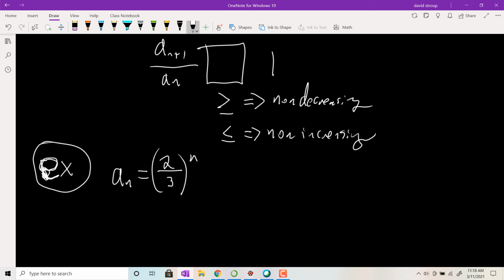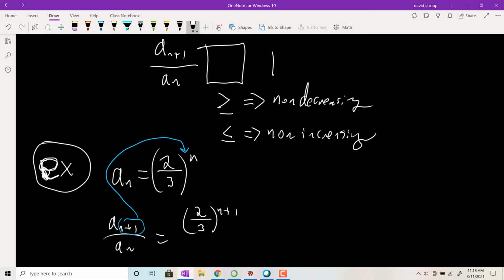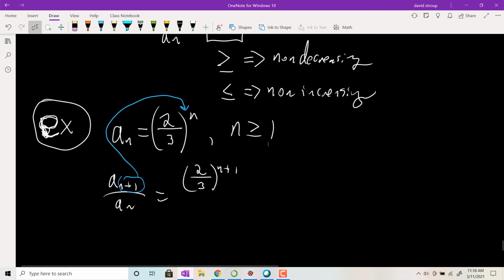Okay, so what do we need to do? We need to make a ratio of a sub n plus 1 and a sub n. A sub n plus 1, again, all I'm doing is plugging n plus 1 in for n. So we'll have 2/3 to the n plus 1 power. And again, let's specify the range of values for n. So n is greater than or equal to, we'll say, 1. Okay, and then that's all over a sub n, which is 2/3 to the n.